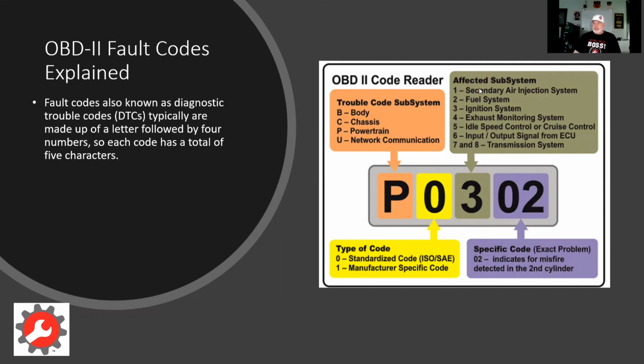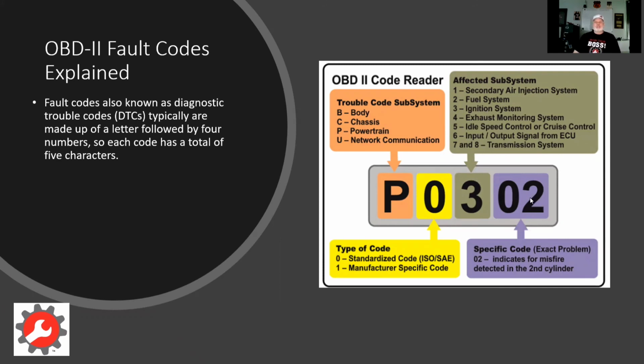So number 1 is going to be our fuel and air metering. Number 2 is going to be our fuel system. Number 3 is ignition. So right here, we know we got an ignition code issue. From there, 4, if it was a 4, would be an exhaust monitoring system, or 5, an idle speed control or cruise control. 6, input output signal from ECU. 7 and 8 could be the transmission.